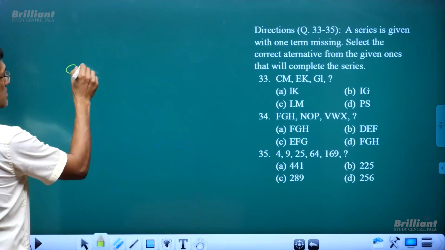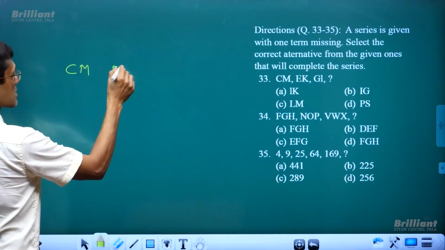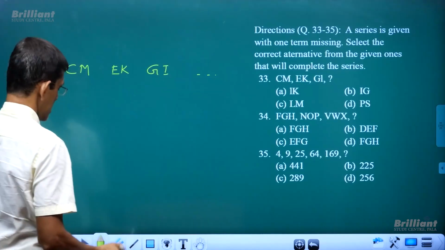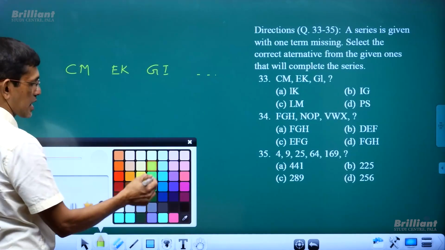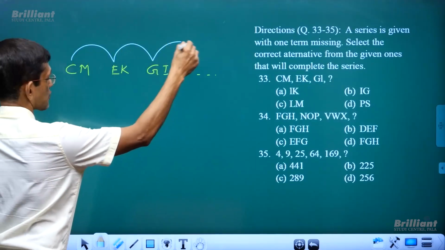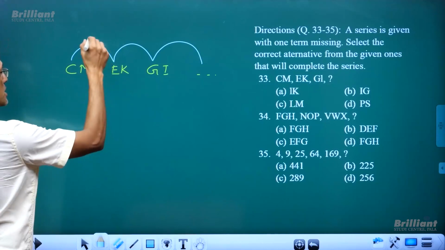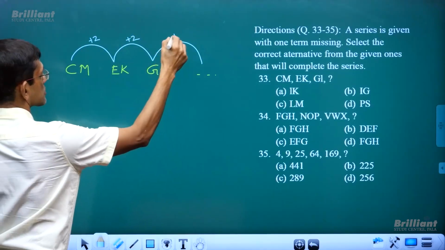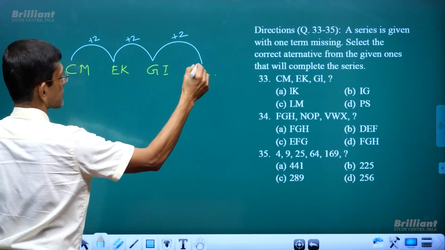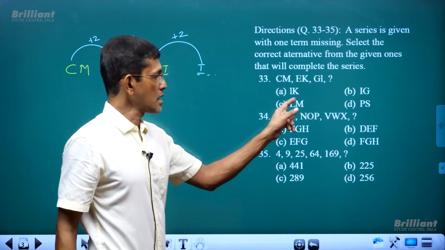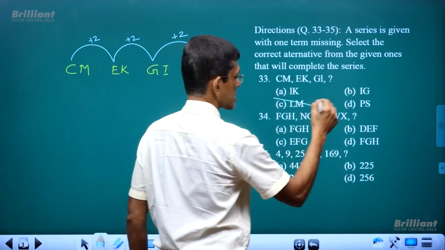ZM, EK, and GI. Well, as we have done earlier, pretty simple. C, E, G, and what? C plus 2 is E, E plus 2 is G, G plus 2 is I. So the first letter of the answer is I. So how many answer choices with I? There are 2 answer choices. So these 2 are out.